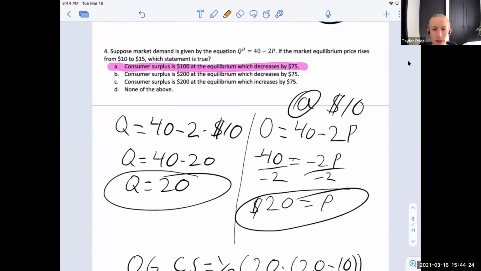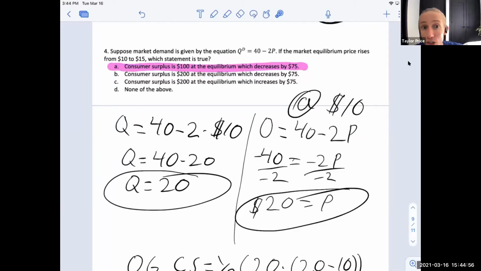Okay, and then the next question was from, I think this is from the practice midterm synchronous review, from last semester's practice exam, and it's question 4. So this one is asking, suppose market demand is given by this equation. So there's the equation. And then if the market equilibrium price rises from 10 to 15, which statement is true?